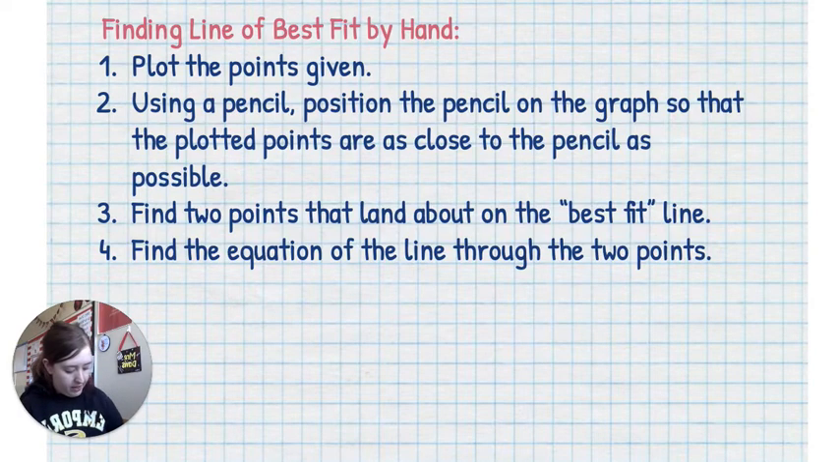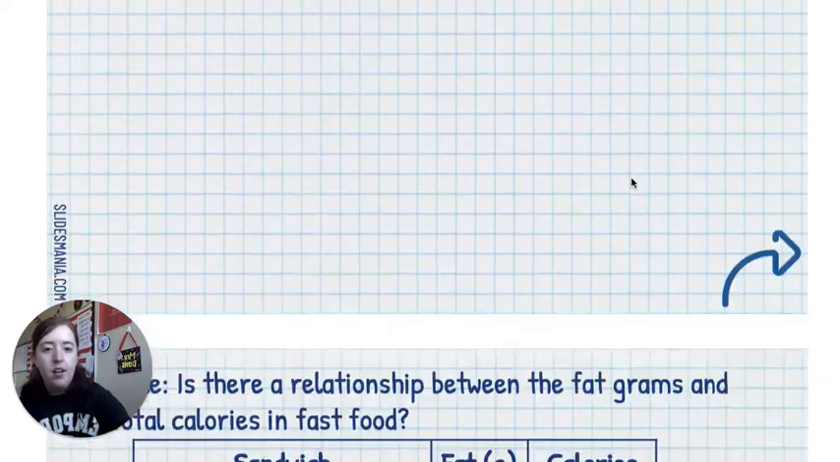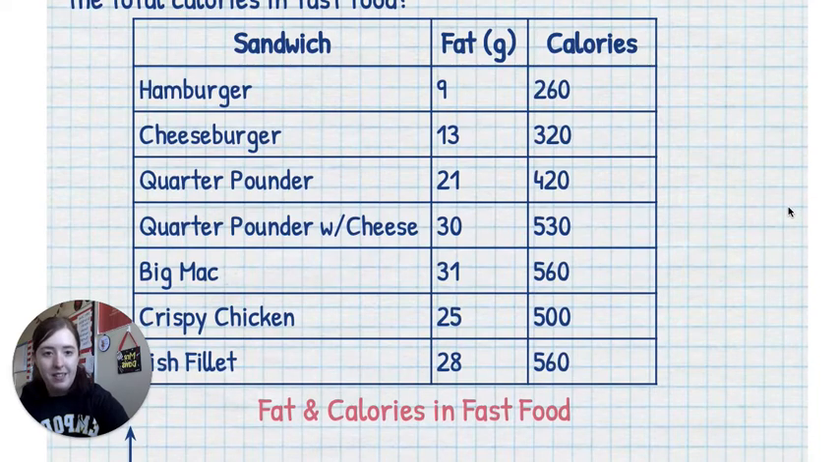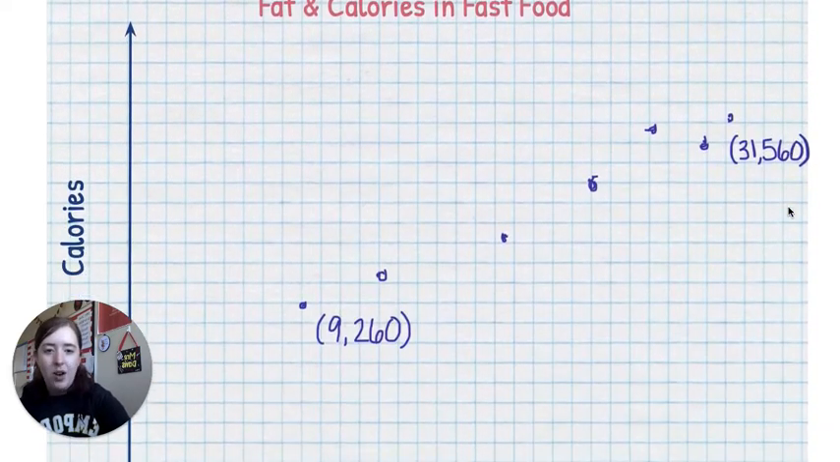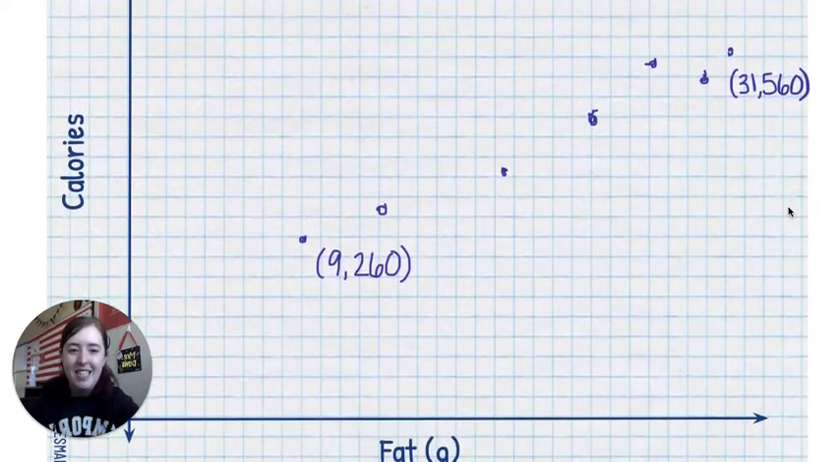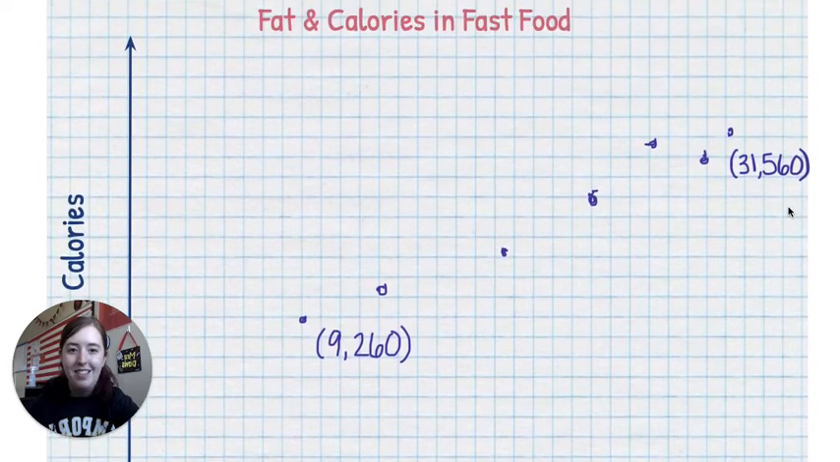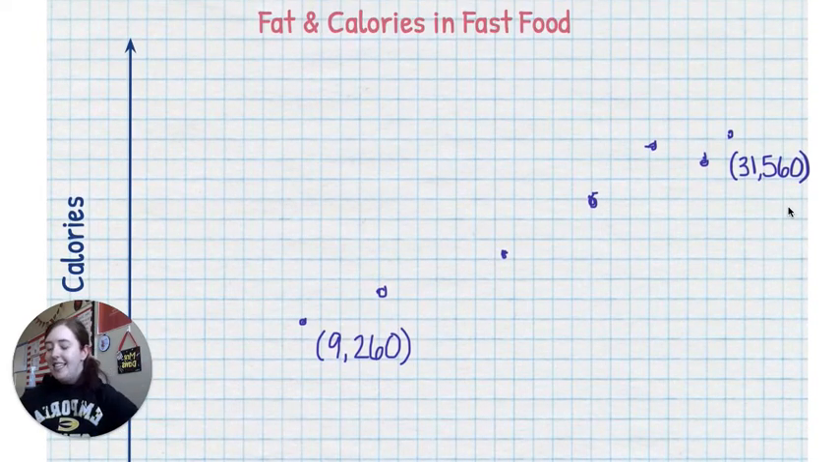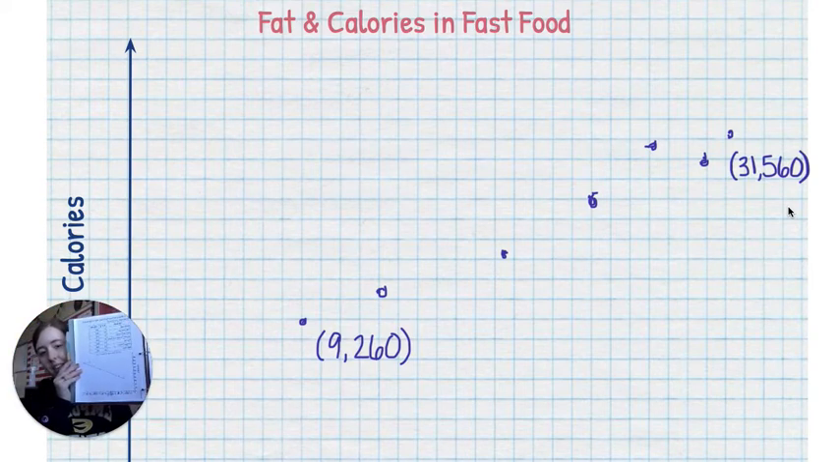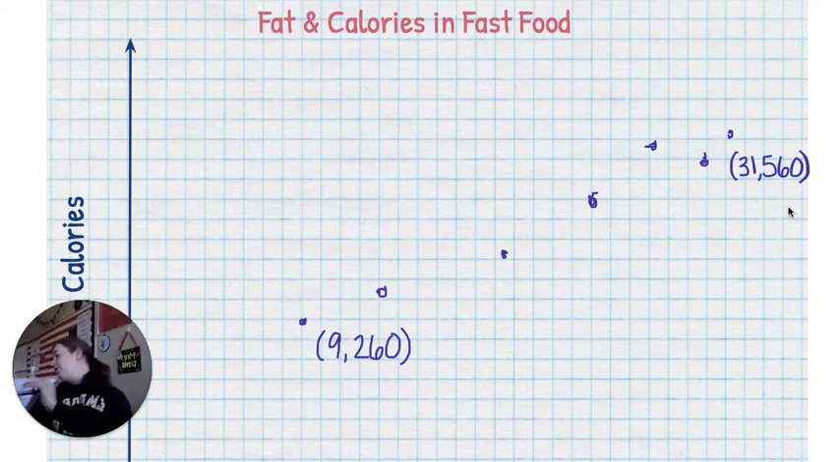With this particular example, we have some data from McDonald's about the fat in a sandwich and then the calories. I went ahead and graphed it out, poorly, but there's my fat and there's my calories. Then I took a ruler and drew a line through my data, passing through the points 9, 260 and 31, 560. Those are the 2 points I'm going to use to find the equation of my line.